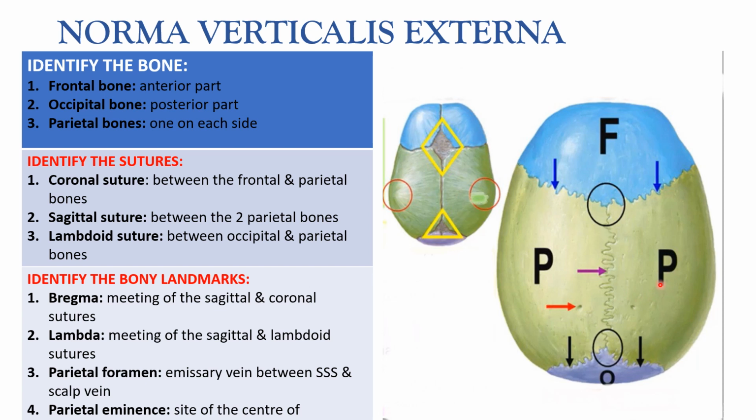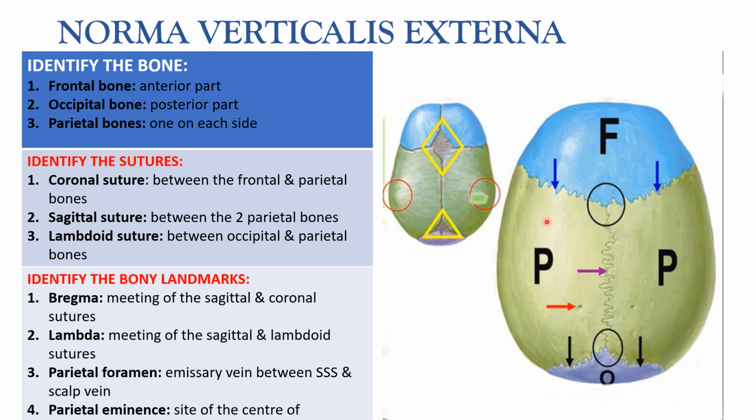Now, in identifying the sutures, we have the coronal suture. Coronal suture found between the frontal and the parietal. So this is the coronal suture. It's between the frontal and the parietal. The coronal suture.